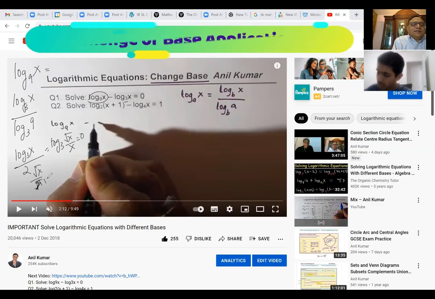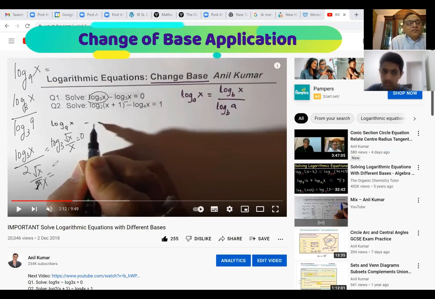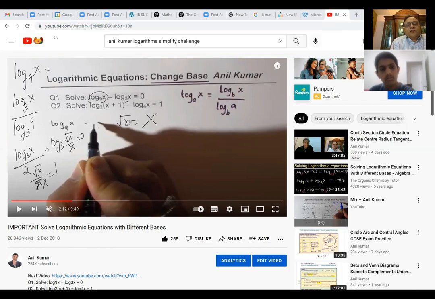Square root x over x is equal to 3 to the power of 0, which is 1. So the x value has to be 1, because 1 over 1 is 1, right? That means the square root of x is equal to x, right? So you get x equals 1. How did you get log of base 3 radical x? But how did you get radical x over x? Because there is a minus in between.